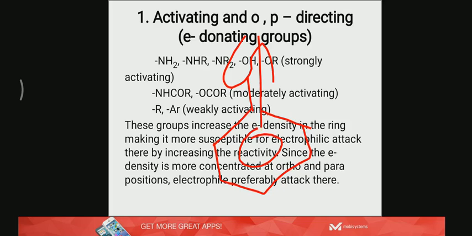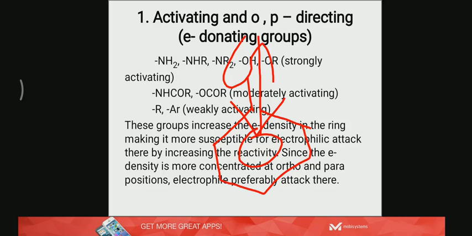So electron density increases in the ring. When the electrophile comes and attacks the ring, it will find it easier, so the reactivity increases. That's why they are called activating groups. They activate the benzene ring for an electrophilic attack. That's the meaning.